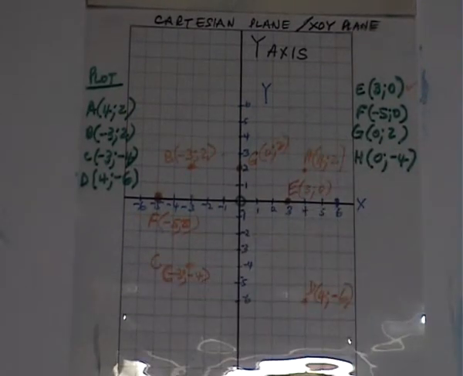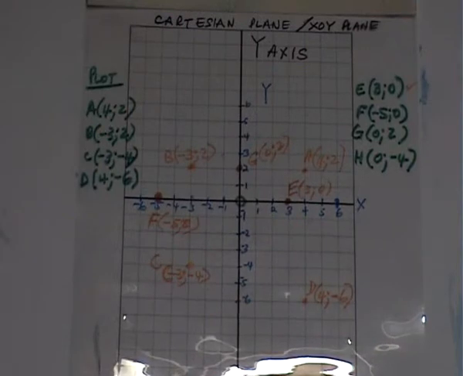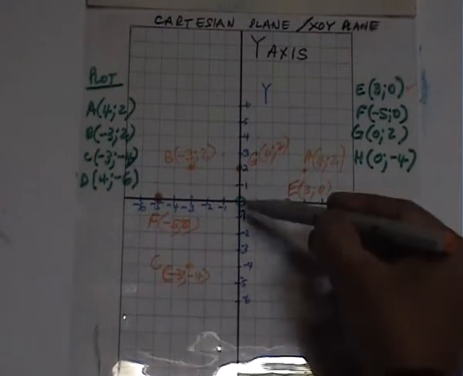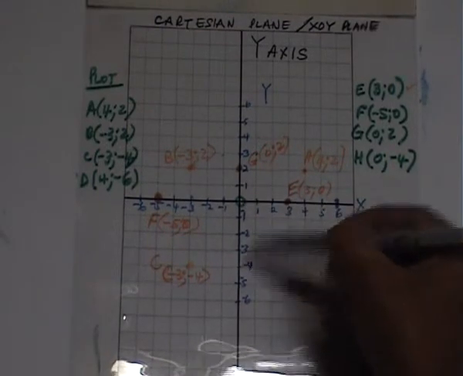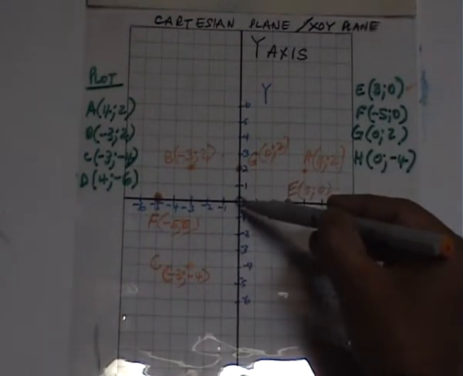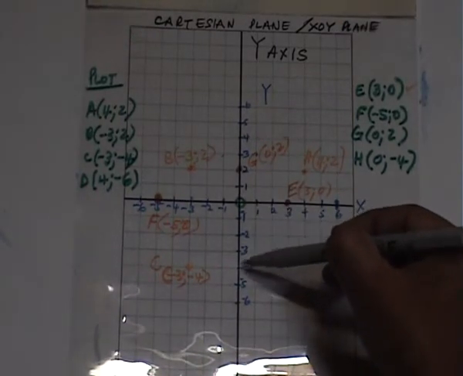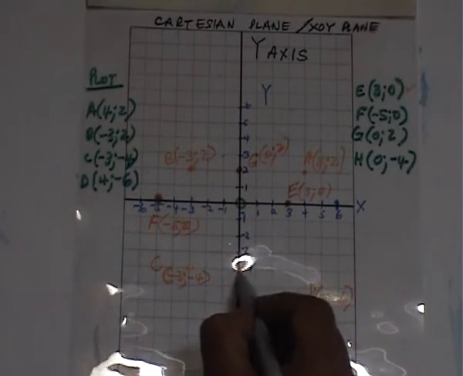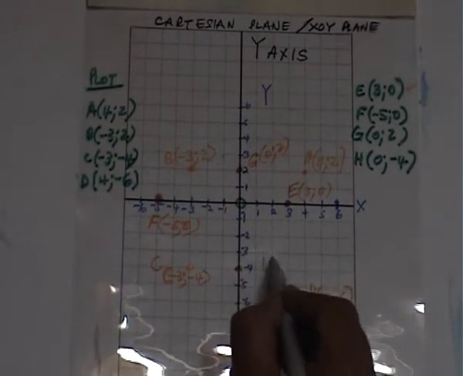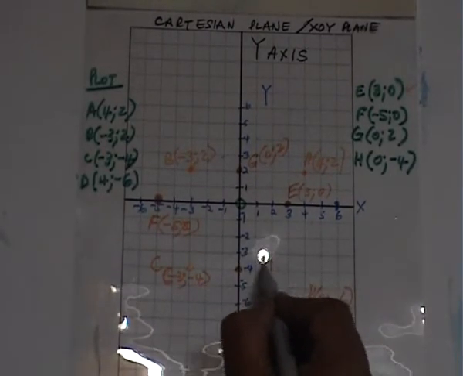And finally, we're looking for H. H is 0, minus 4. So it means look for 0 first on the x-axis. Right, you found it. And then minus 4 means go down 4 units. So you're going down here. And that's H.